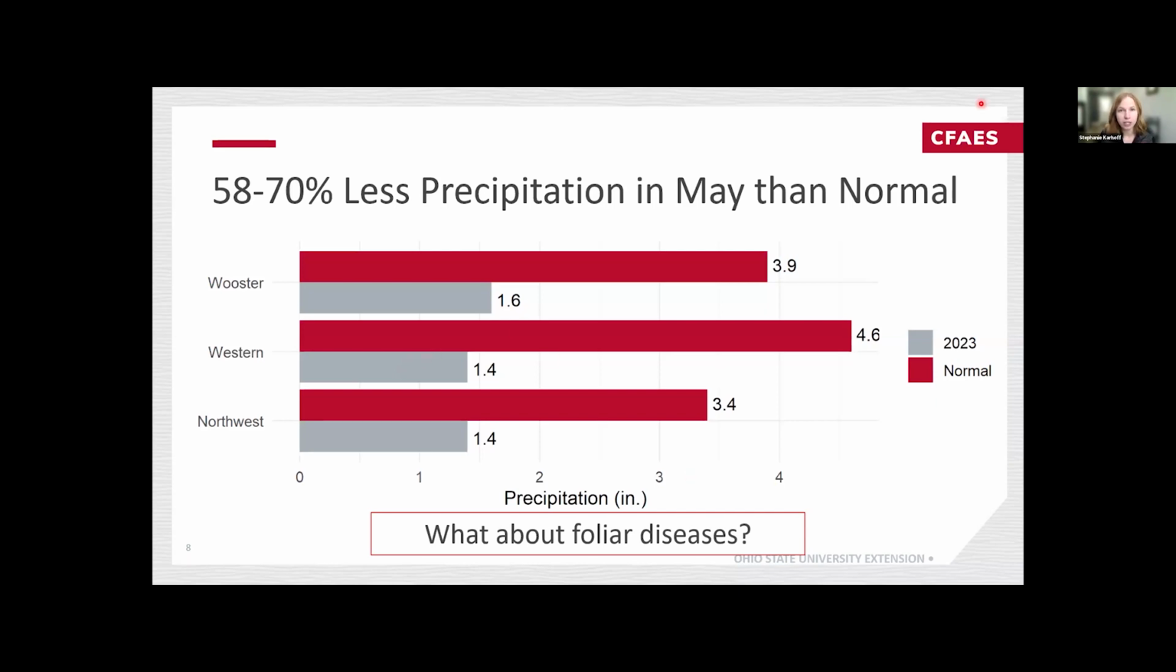But what about foliar diseases? So Taylor did a tremendous job scouting all these locations once a week throughout the season. So paying attention to those seedling diseases, but then also as the season progressed, our three main foliar diseases that we have in Ohio, including northern corn leaf blight, gray leaf spot, and then tar spot.